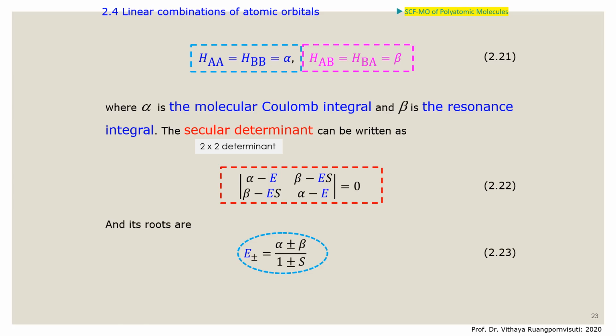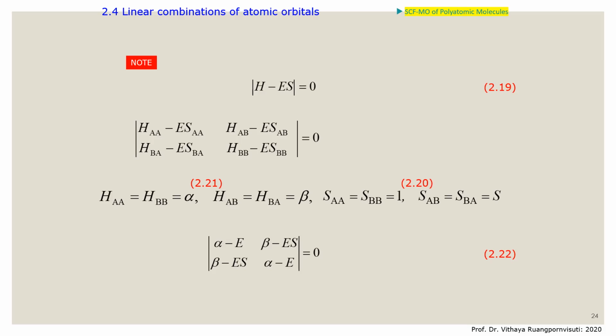Solving equation 2.22, its roots are E plus equals alpha plus beta over 1 plus S, and E minus equals alpha minus beta over 1 minus S. This slide just shows you the diagram to give more understanding of the secular equation 2.22.